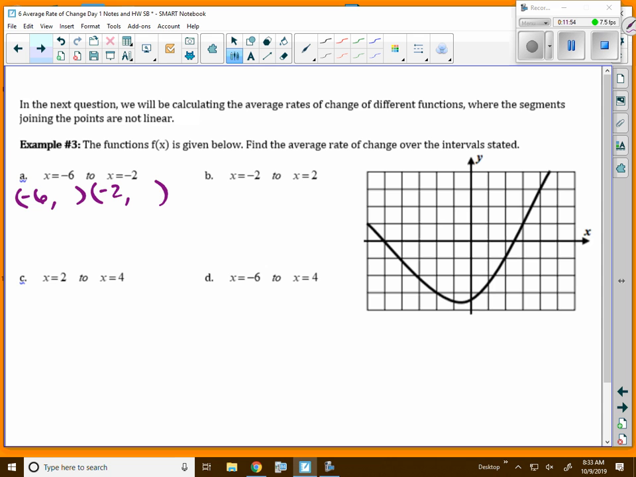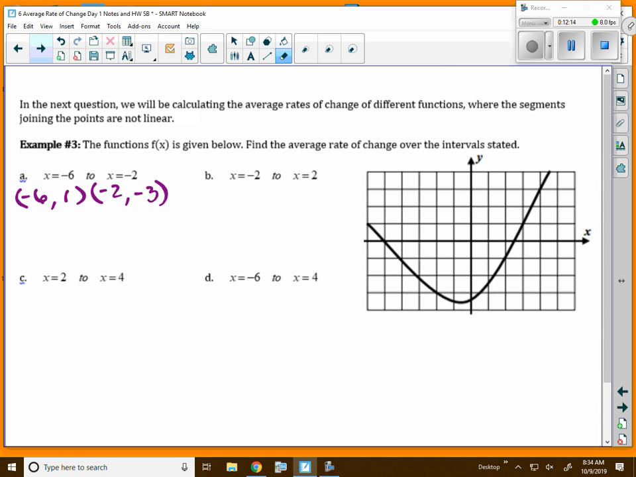Okay, when x is negative 6, here's negative 6. Y is what? 1. So that 1 is going to go with the negative 6. We're going to complete that coordinate point. And then when x is negative 2, y is negative 3.